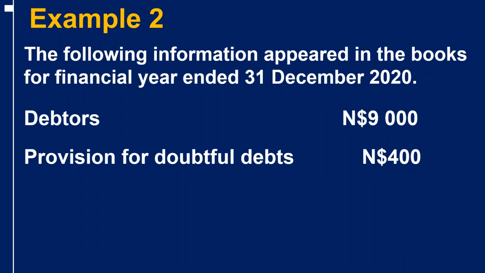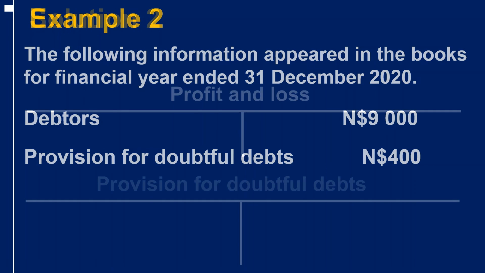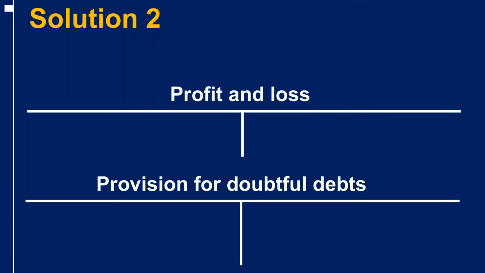For businesses that had an account of a provision for doubtful debts in their records, there is a need to either increase or decrease the provision for doubtful debts at the end of the financial year. The provision for doubtful debts account balance will always be on the credit side.